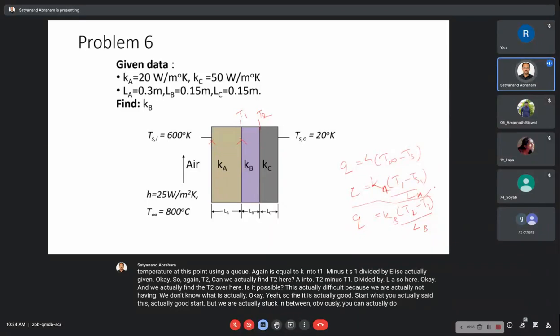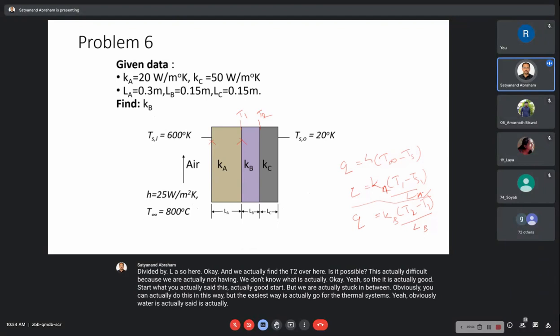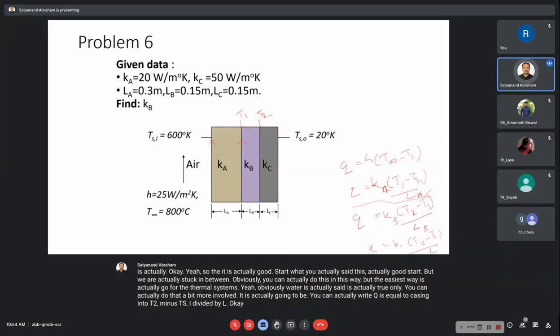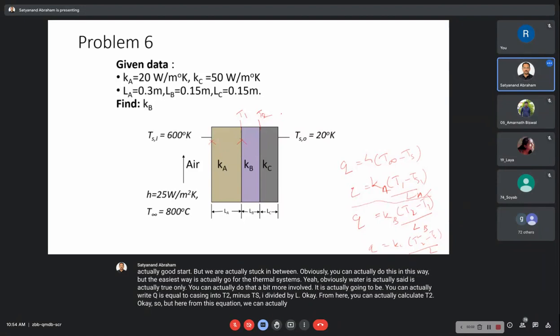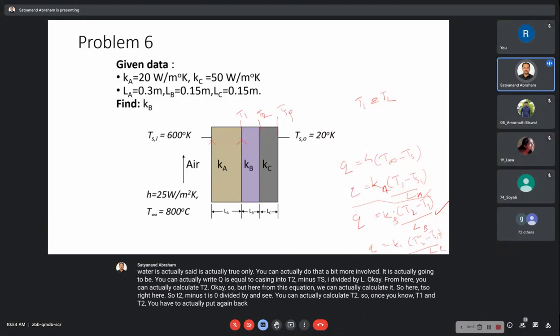Obviously, we can do this in this way, but the easiest way is to go for the thermal resistance. What you said is true, you can do that, but it is going to be a bit more involved. You can write Q equal to Kc into T2 minus Tso divided by Lc. From here you can calculate T2. Once you know T1 and T2, you put them back into the equation. Only unknown is the Kb.